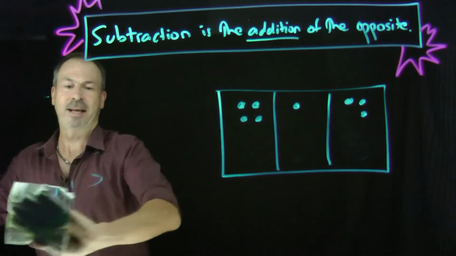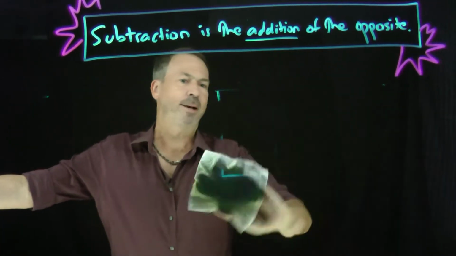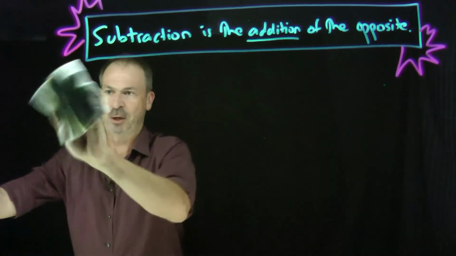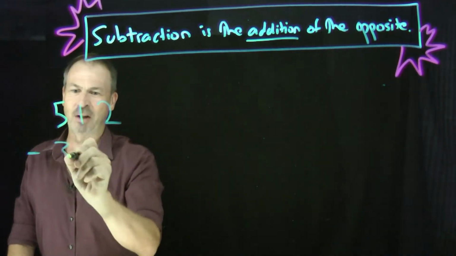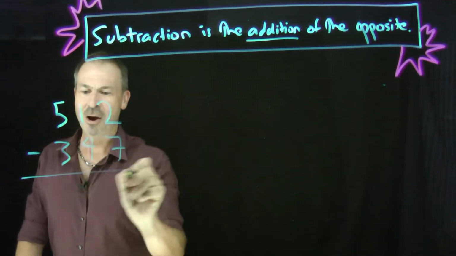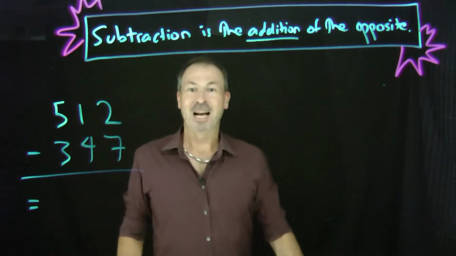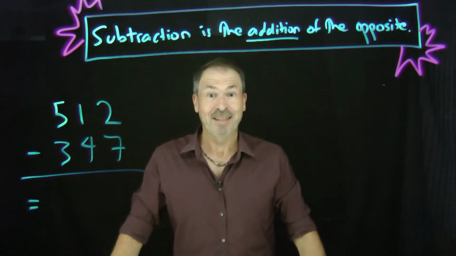All right, let's do something like, I don't know, 512 take away 347. Okay, that should be a good one. So what did I just say? I said 512, I should remember what I say, take away 347. Okay. I'm going to be quirky. Let's do the left to right thing again.